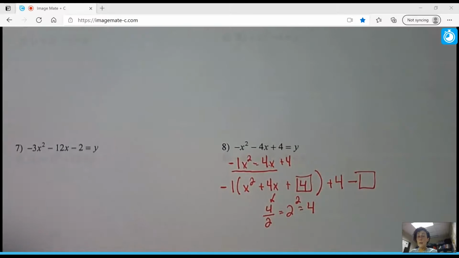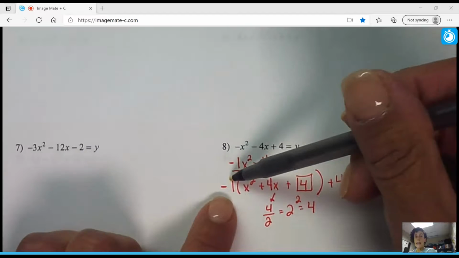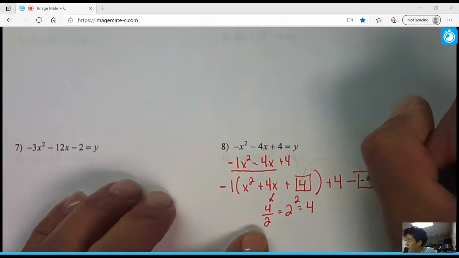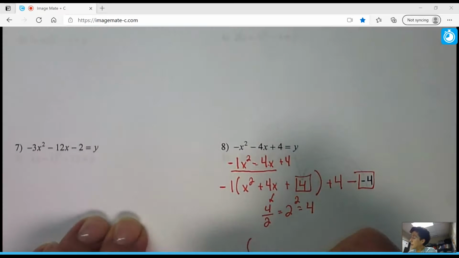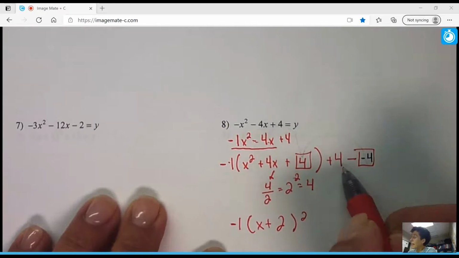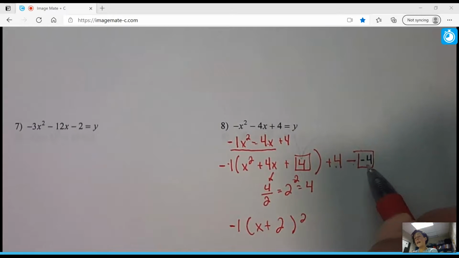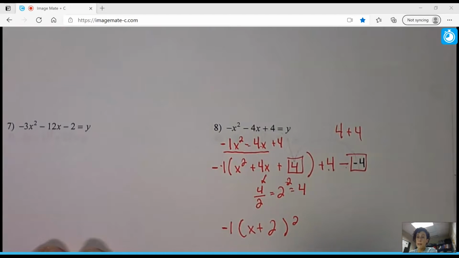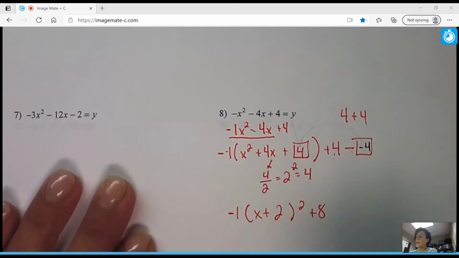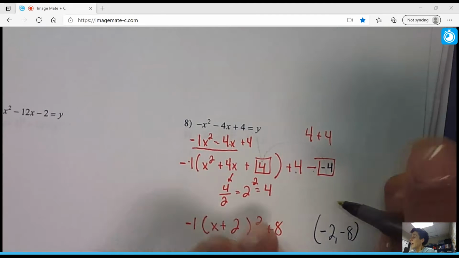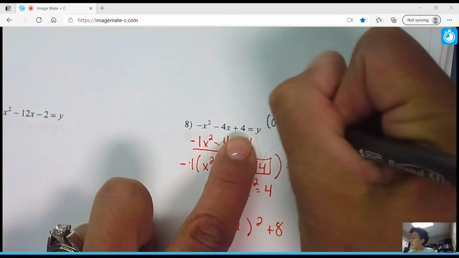And I'll take 4, cut it in half, square it, and then put 4 there. And then I double check, is it really worth 4? And as it turns out, it's not. -1 times 4 is actually -4. And so now my parentheses squared, I'll put my a in, so -1, x plus, and I'll put the 2 in because that's what's in front of the squared. And now 4, take away -4. If that troubles you, get a calculator, but when you subtract a negative, that's like you adding a positive. So it really is 4 plus 4, so I'm going to get an 8. So now my vertex, -2, -8, and my y-intercept is 0, 4.